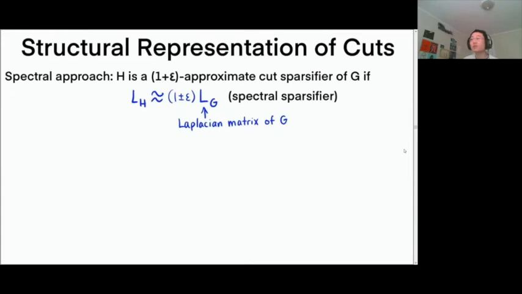So what are potential approaches to figuring out a structural representation of cuts? There's one known approach, and it's a spectral approach. H is a 1 plus epsilon per cut sparsifier if the following condition holds. If you take the Laplacian of a graph, we'll define this later on in the talk, but for now, the notion is not super important.